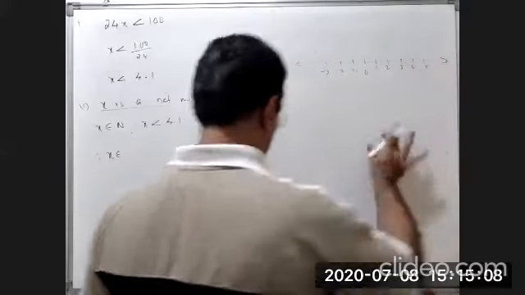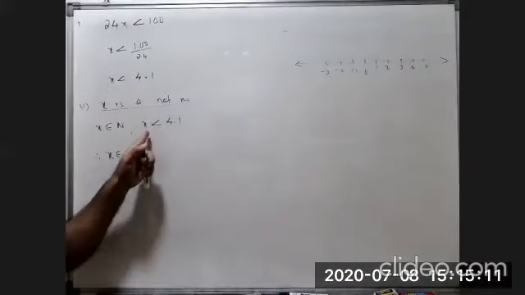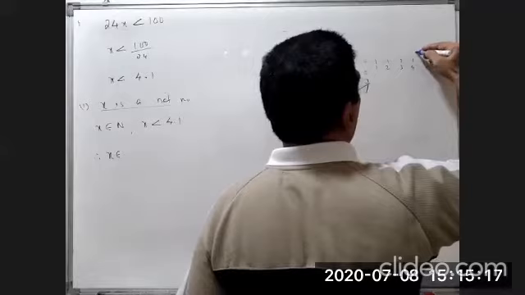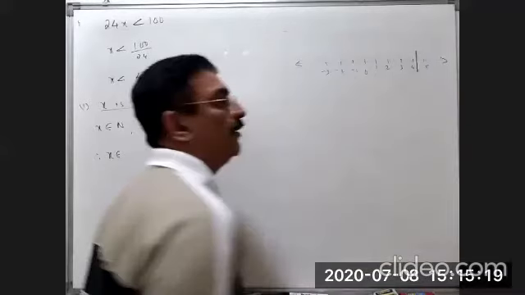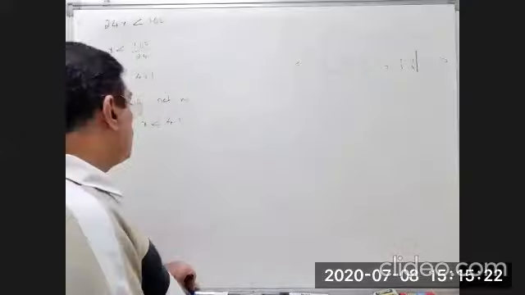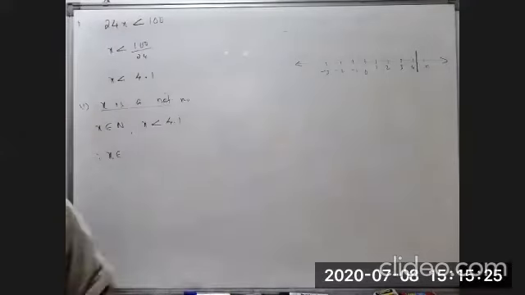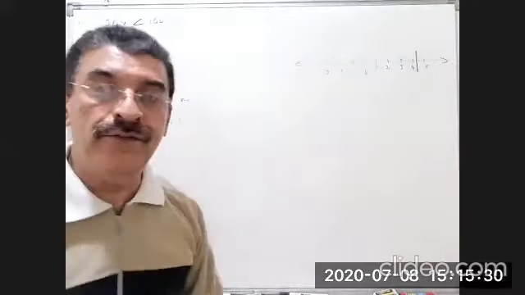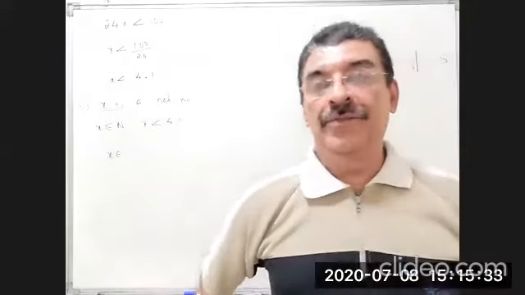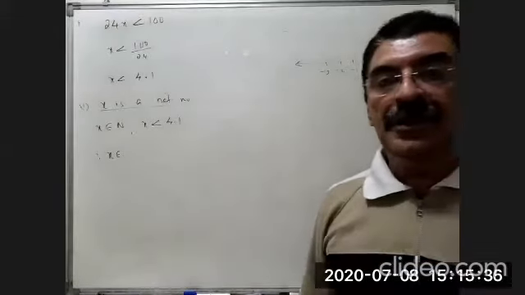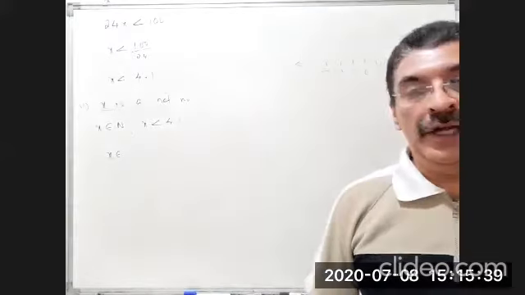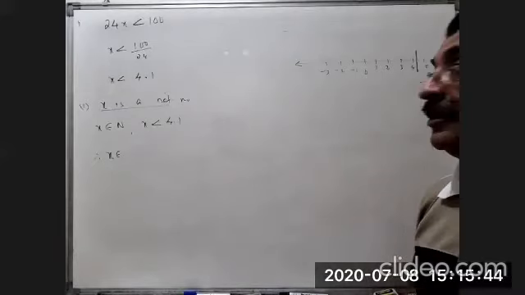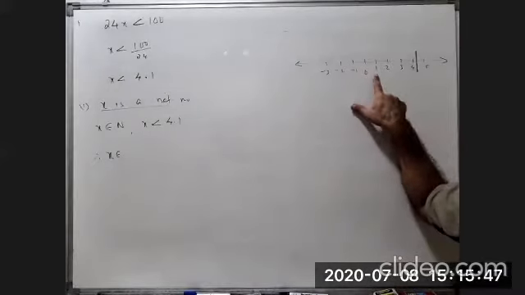See, imagine our X is less than 4.1. So 4.1 is somewhere here. X is a natural number less than 4.1. Tell me the answer. Which are the numbers? Natural numbers, yes, you're right. Natural numbers start from where? Start from 1.